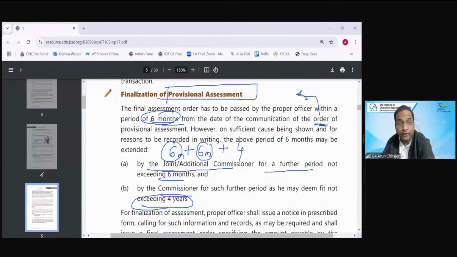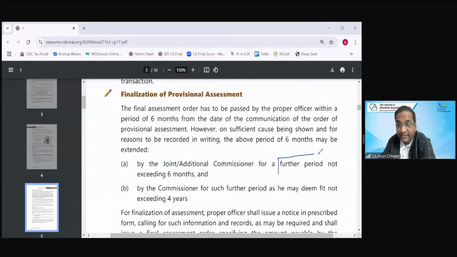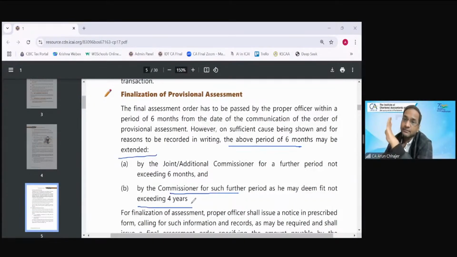See, point to be noted. यहाँ पे क्या वर्ड लिखा है, for a further period means 6 months plus 6 months, total 1 year का time हो गया. ठीक है. Then it says the above period of 6 months may be extended by the Commissioner not exceeding 4 years. Means the maximum time limit is 4 years that he can extend.